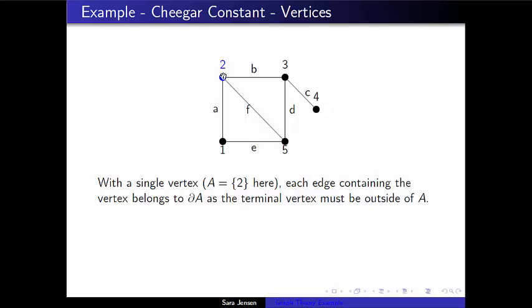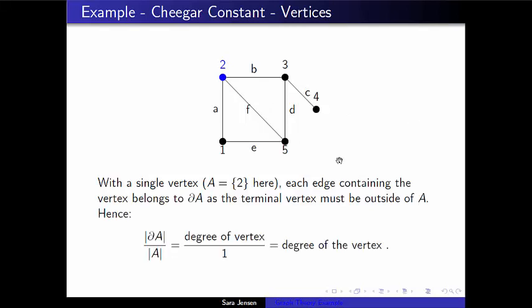So I've highlighted 2 just to give us some concrete structure, but when we pick a single vertex, every single edge that contains that vertex is going to be considered a boundary edge because we only have the one element in the set. Everything belongs to the complement, and so every single edge is an edge that belongs to the boundary. So what we're going to get in that formula of the ratio of the size of the boundary to the size of the set is just the degree of that vertex. And it doesn't really matter that it's 2. So one part of the set that we'll be taking the minimum over is going to be the degrees of the vertices in the graph.